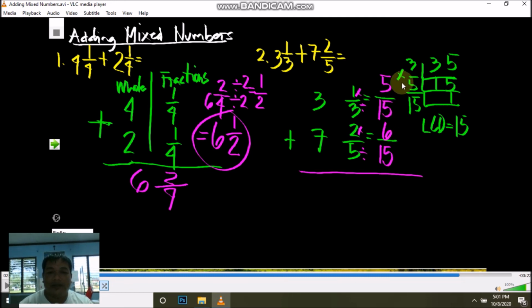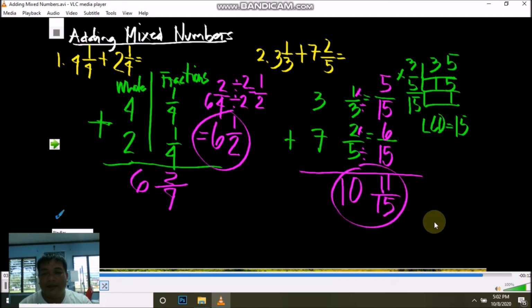In adding similar fractions, just simply add the numerators, then copy the denominator. So 5 plus 6 is 11, then copy the denominator, which is 15. Then 3 plus 7 is 10. Kindly observe the answer, or the sum, if it is in the lowest term. The fraction is relatively prime, so this answer can be considered as in the lowest term. So 10 and 11/15.